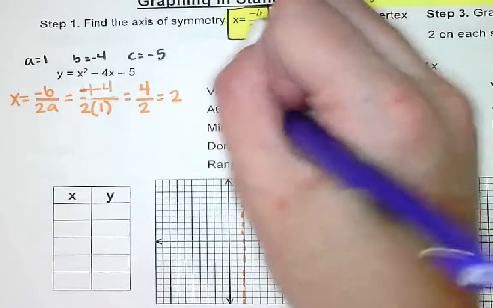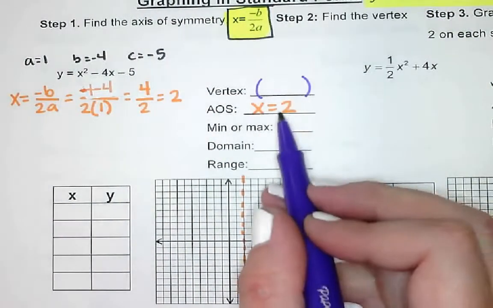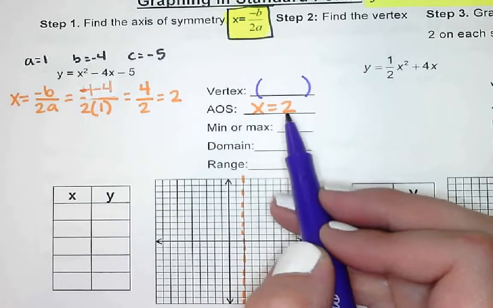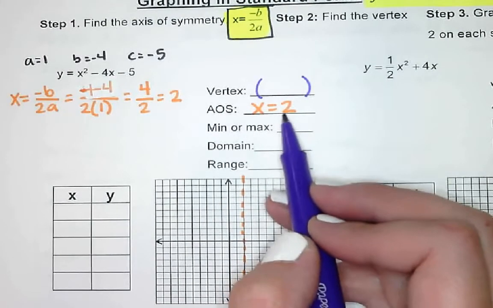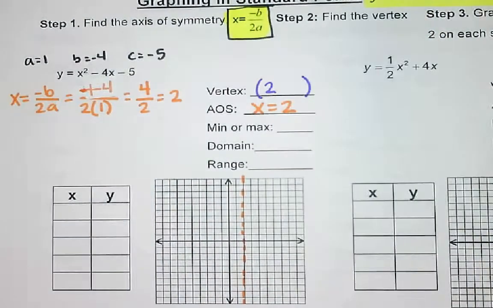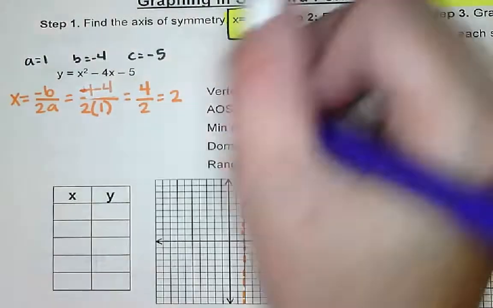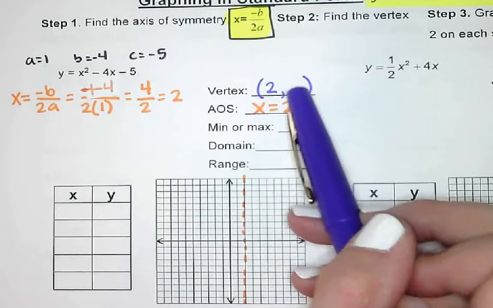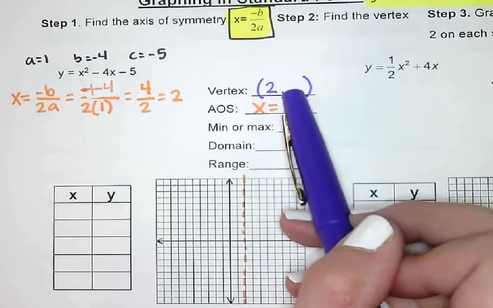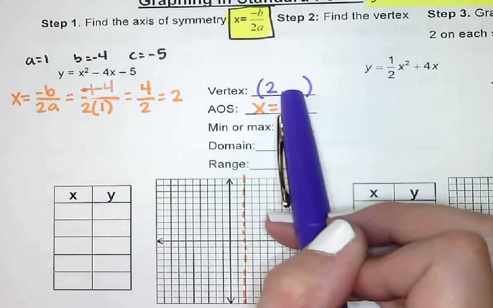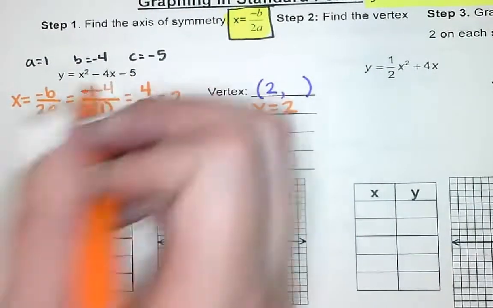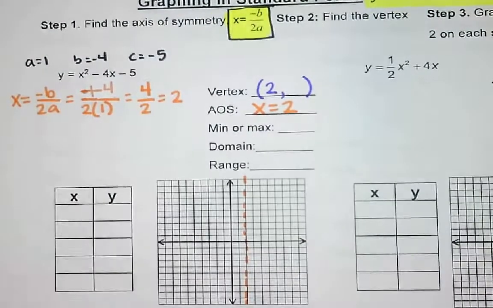So y'all, how can we find our vertex? Well, do we know anything about our vertex now that we have our axis of symmetry? What do we know? It's 2, right? We know the x value is 2. But how are we going to figure out the y value? What are we going to do, y'all? For our vertex, we know the x value is 2. Can we identify the y value?